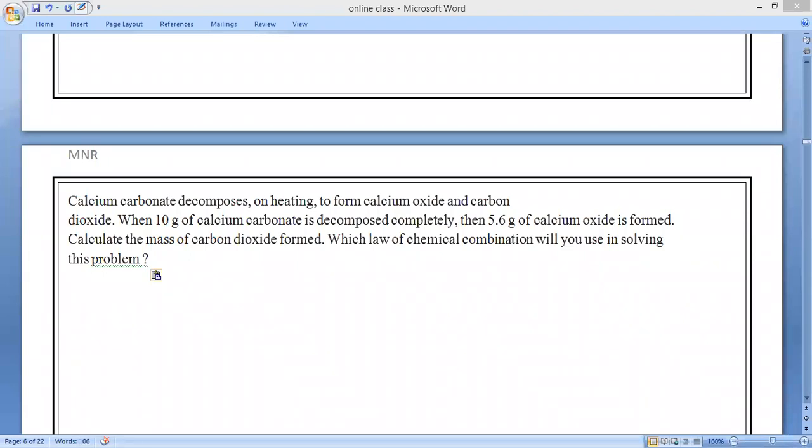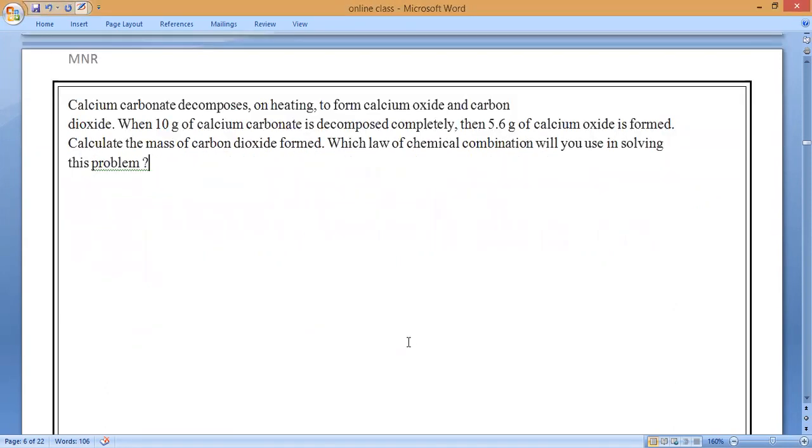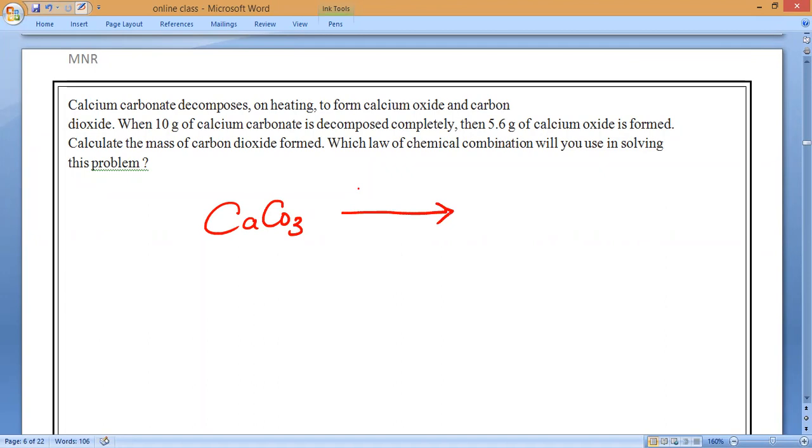Calcium carbonate decomposes on heating. What will it form, guys? Calcium oxide plus carbon dioxide, sir. Calcium oxide plus carbon dioxide. You know that reaction. First, write that reaction. Calcium carbonate, what is the formula? I already taught you. CaCO3. It will decompose. Decomposition means heat. It will form calcium oxide plus carbon dioxide. Is it so? Yes, sir. Now they're saying how much calcium carbonate?